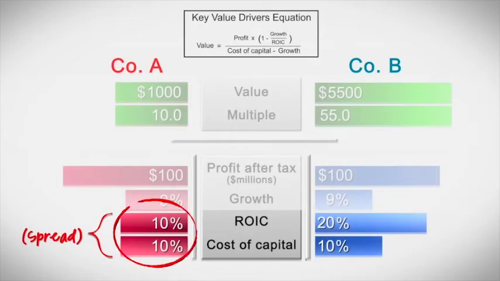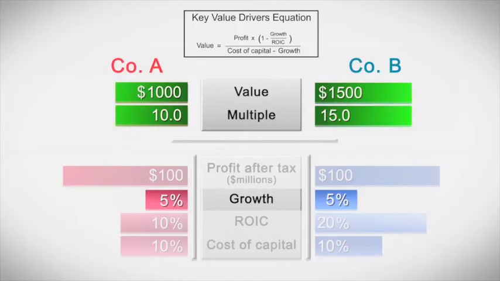So no matter how fast they grow, it's almost like a treadmill. They're just running really fast. They're not going anywhere from a value creation standpoint. Business B is borrowing from investors at 10%, and they're making 20%. The more of it they do, the more value they create at an even faster rate. That's what makes them more valuable.